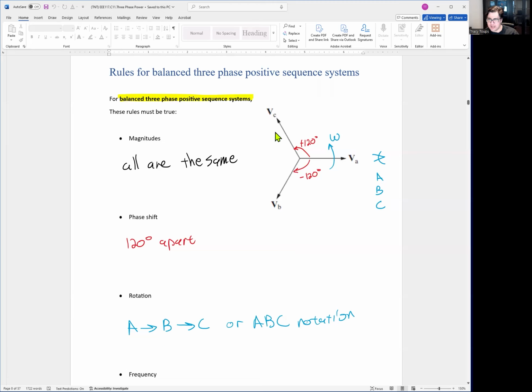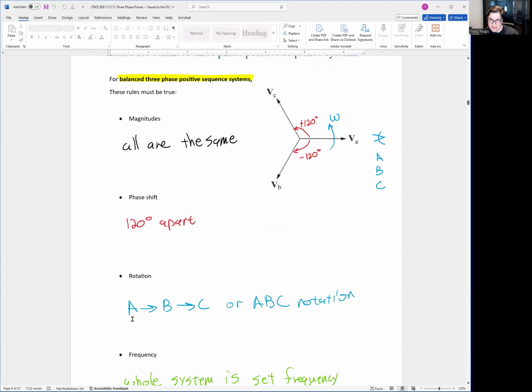So as this rotates counterclockwise, that's an orientation. I always see A first, A fly by, then B fly by, and then C fly by. That's what a positive sequence system means. It's called rotation right here. A happens, then B happens, and C phase. And so it's A, B, C rotation. We already talked about all the magnitudes of the vectors. The tips right here of the arrows are all the same. Everything is 120 degrees apart.